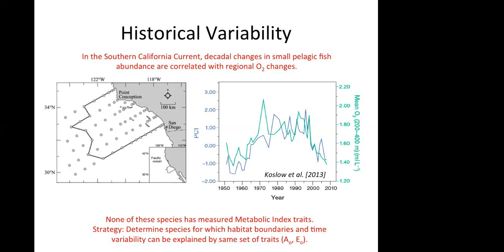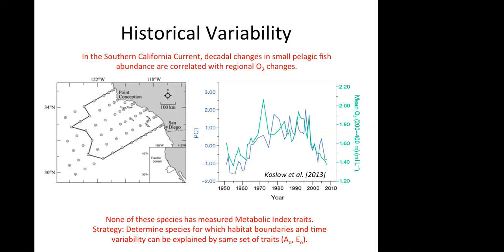It's also important to note that none of those species is actually within our database for metabolic index traits. That is, we don't have oxygen tolerances measured at multiple temperatures for any of the species that are sampled by the CalCOFI program. So our strategy has been to search through species and determine for which of them we can explain both the time-mean habitat boundaries and the variability over time by the same set of traits that we know from the global diversity of animal physiology.